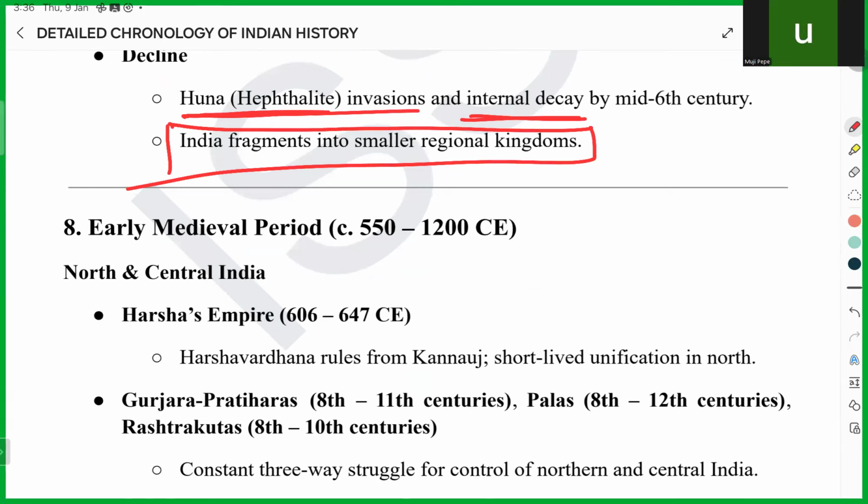So this happened again. The first time, it happened after the Mauryans. After the Mauryans, it disintegrated into smaller regional kingdoms. And then the Guptas came and they consolidated. And then finally, ये जो है, again, the clock of destiny made it into smaller regional kingdoms.